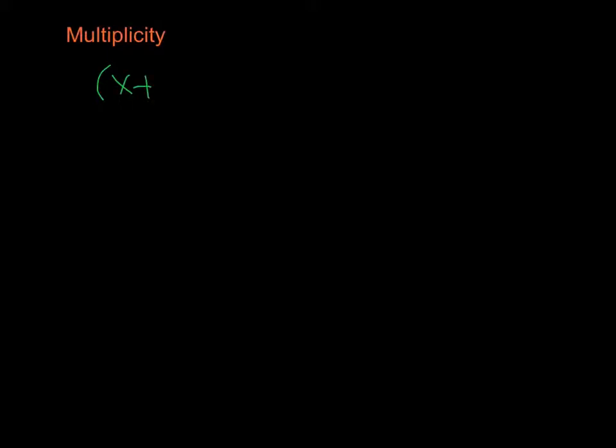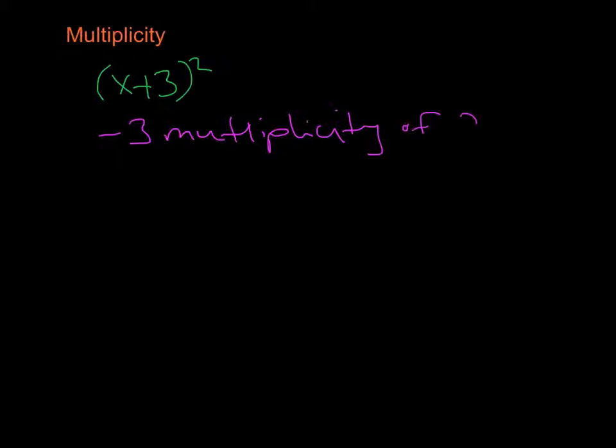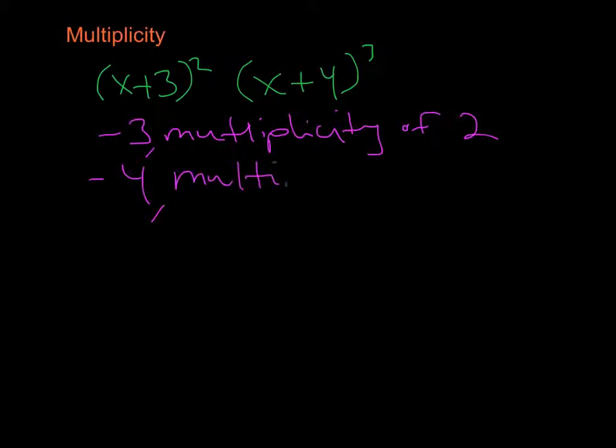So if I have x plus 3 squared, that means that I have a 0 at -3, right? The 0 is -3 with a multiplicity of 2. So the multiplicity is 2. Usually put a comma there. If I added another factor in here, say I had x plus 4 cubed, that would simply say that -4 is a root, or 0, and it has a multiplicity, I'm just going to abbreviate it, of 3.